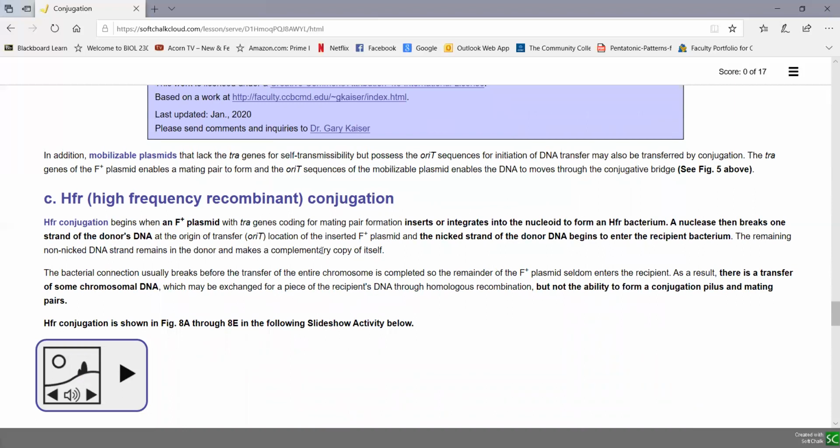And the final form of conjugation is called HFR, or high frequency recombinant conjugation. And this is a rarer occurrence. This occurs when an F plus plasmid that has the TRA genes coding for mating pair formation actually inserts or integrates into the chromosome of the bacterium. So the F plus plasmid becomes a part of the chromosome. At that point, we call that an HFR bacterium. And this is one of the few cases where chromosomal DNA, part of the chromosome, can be transferred from one bacterium to another, rather than just transposons or conjugative plasmids.